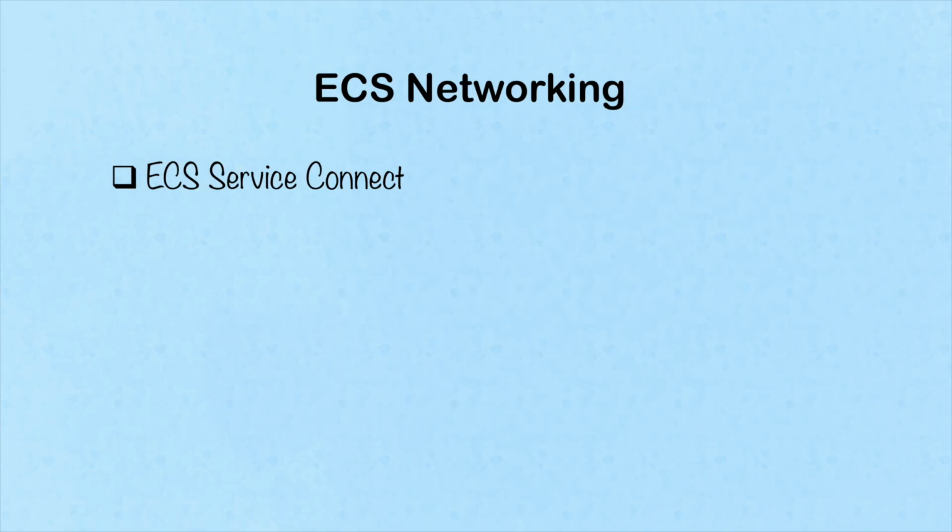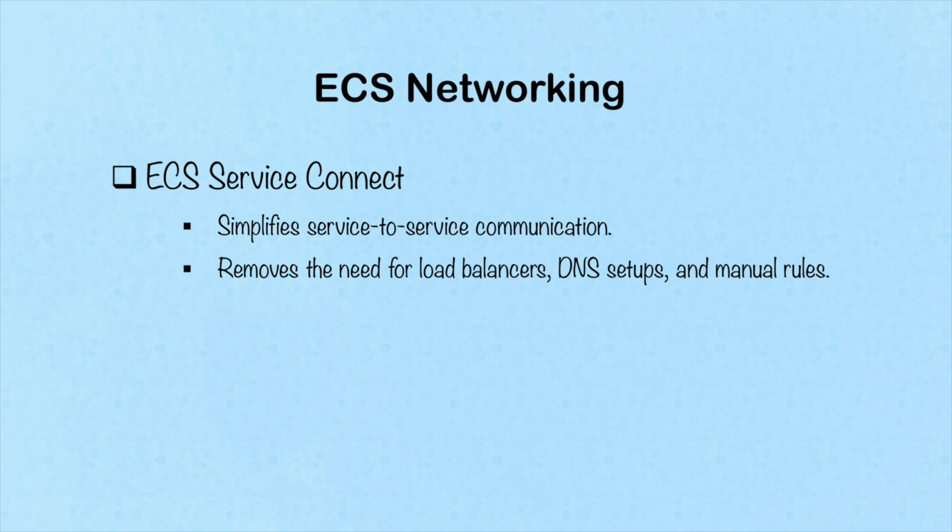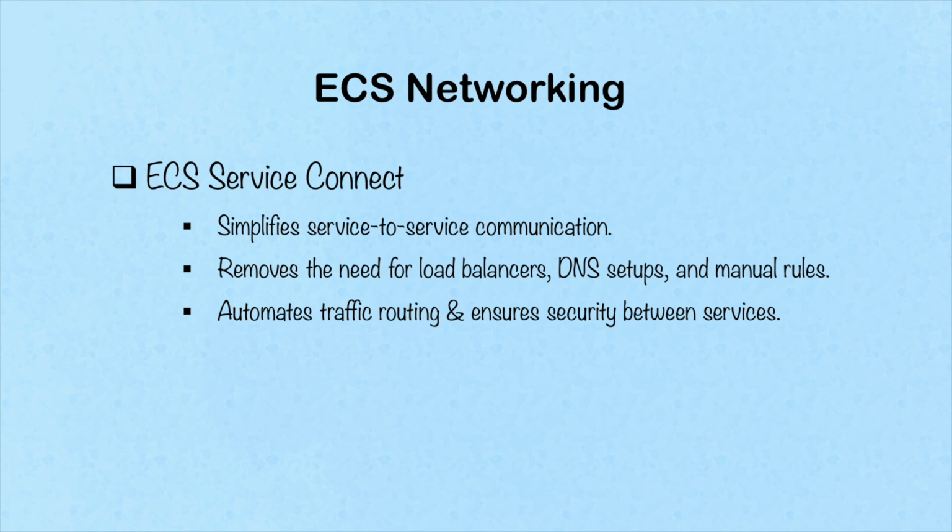ECS Service Connect is a built-in service discovery and networking feature that simplifies how containerized services communicate within your ECS clusters. In modern applications, services need to communicate, like a front-end talking to a back-end API. Traditionally, managing these connections requires load balancers, DNS configurations, and manual networking rules, making it complex. ECS Service Connect simplifies this by automating networking, traffic routing, and security within Amazon ECS.